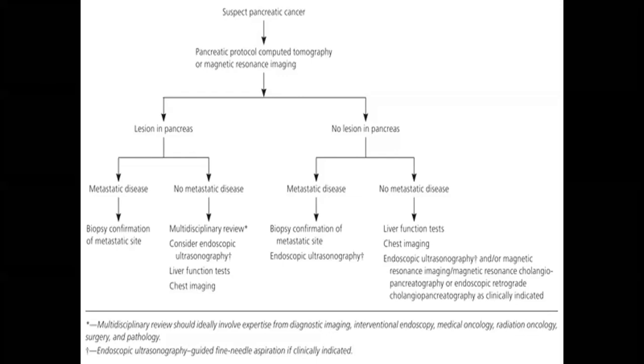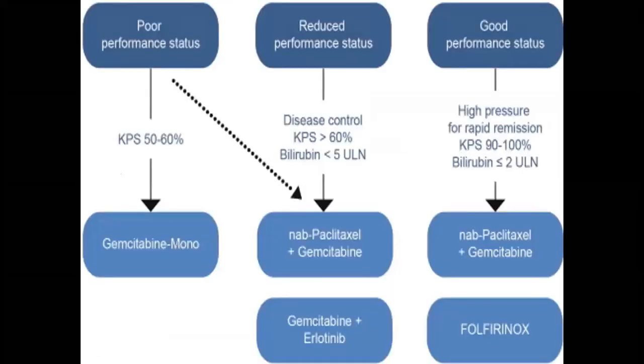No lesion in the pancreas, metastatic or not. If it is metastatic, biopsy confirmation, the same endoscopic ultrasonography. If there's no metastatic disease, you can do an LFT, liver function test, chest scanning, endoscopic ultrasonography, and MRI. You can do MRCP, magnetic resonance cholangiopancreatography, or ERCP, endoscopic retrograde cholangiopancreatography, but there's a lot to it which we do. Now, what is the performance?